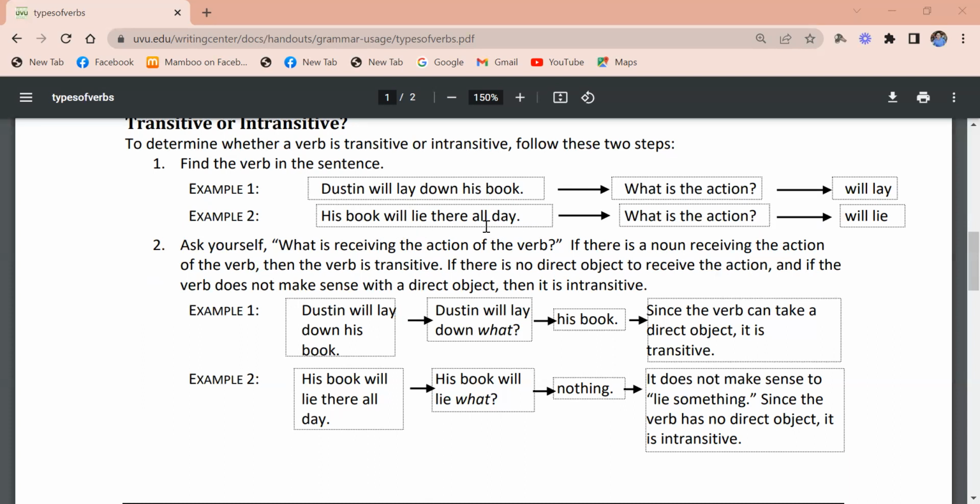There all day. Okay. So answering the question, what or to whom? His book will lie what? Wala naman dito sa statement. So his book will lie to whom? Wala rin naman sa statement. So it means it is intransitive verb. Okay? That's the difference between transitive and intransitive verb.